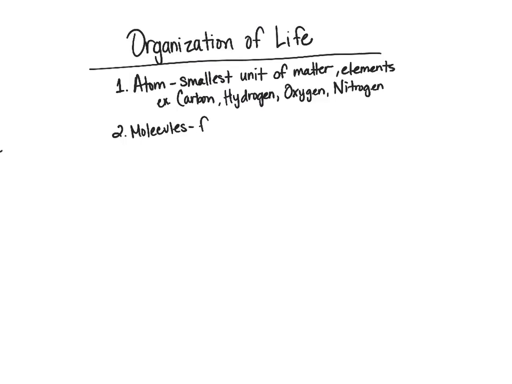So molecules are formed by bonds between atoms. And so when we talk about an atom, we have the nucleus here, and we're going to get into more detail of this, of course. We have the nucleus, and then we have our different electrons that are flying around this nucleus. So we're talking about the smallest unit of life there, which is the atom.